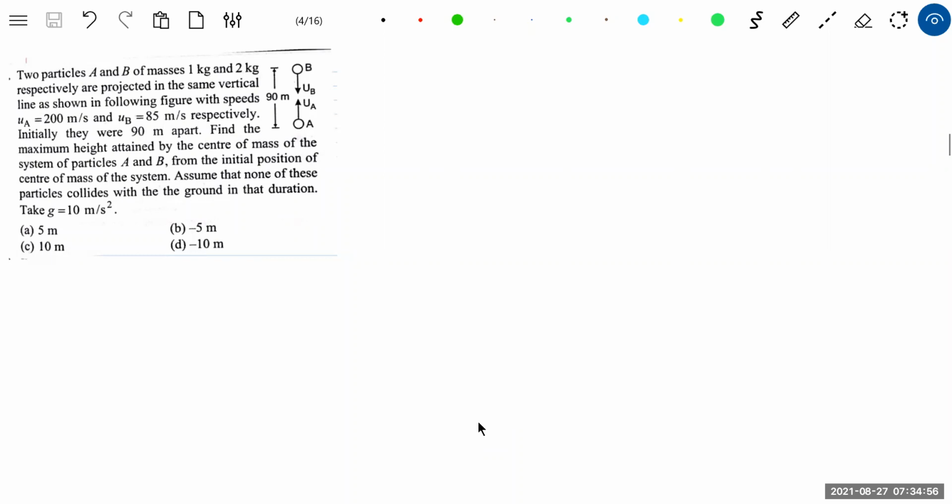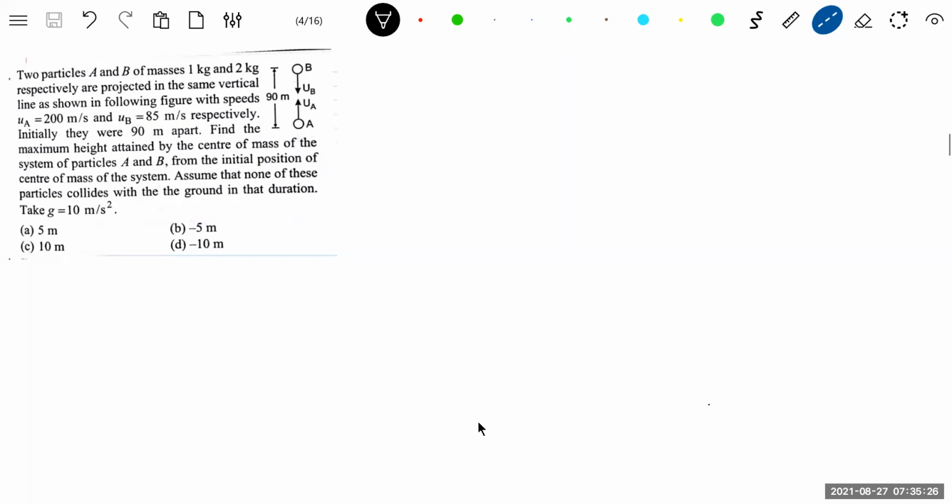Read the question. Two particles A and B of masses 1 kg and 2 kg are projected in the same vertical direction as shown. Find the maximum height attained by the center of mass of the system of particles A and B from the initial position of the center of mass of the system. Assume that none of these particles collide with the ground in that duration. Okay, it's asking about the motion of the center of mass. We have to analyze the motion of the center of mass here.